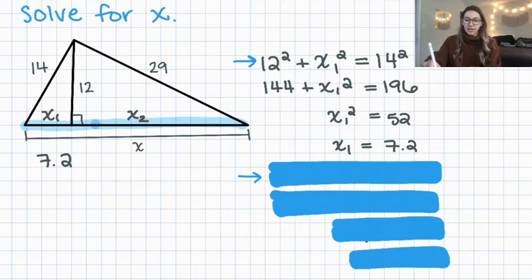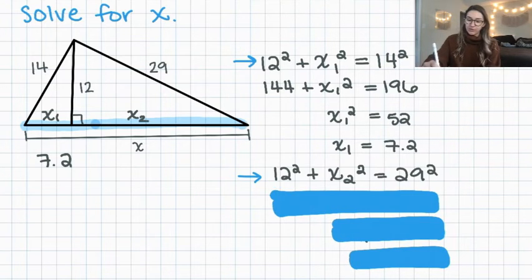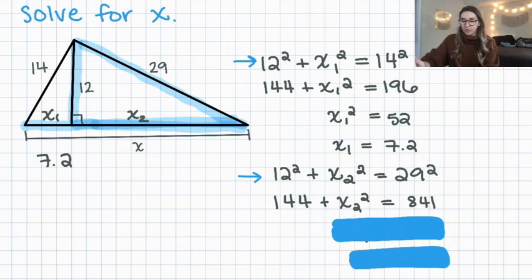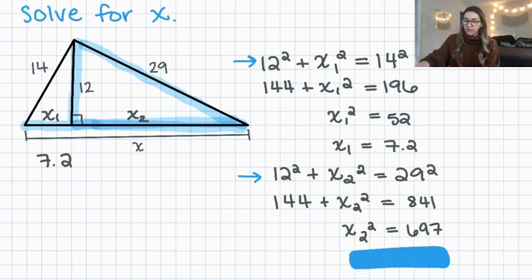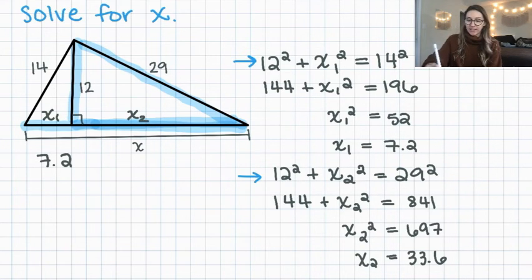So we repeat that process with the larger triangle. So we would be solving for x2 using this equation right here. So we would do 12 squared, the first leg, plus x2 squared, the second leg, equals 29 squared, the hypotenuse. Then again, using arithmetic and inverse operations, we simplify to get 144 plus x2 squared equals 841. Subtract 144 from both sides to get x2 squared equals 697. And then take a square root on both sides to get 33.6.